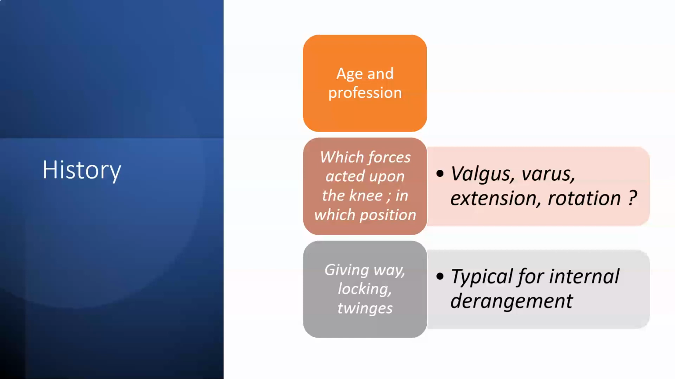Of course, that's not always very easy to remember, but was it a valgus position, a varus position, extension, rotation? If it's a valgus, your first idea is MCL, varus, LCL, extension, perhaps cruciate ligaments, rotation, perhaps coronary ligaments. Is there any feeling of giving way, locking, twinges? Well, when you hear those elements in the story, then this is typical for an internal derangement.